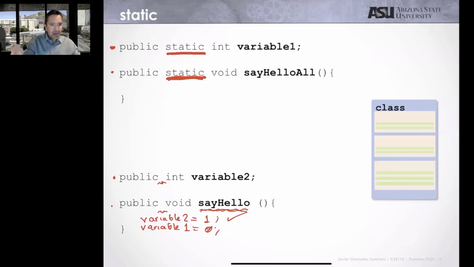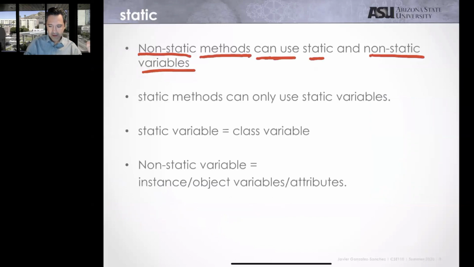Okay, so in general, if you have a method and the method is non-static, it can use whatever it wants. The method can use static or non-static variables. I am going to show you the difference, but again, the rule right now, for the compiler, is that a non-static method can use whatever you want. What about static methods? A static method, only static variables.